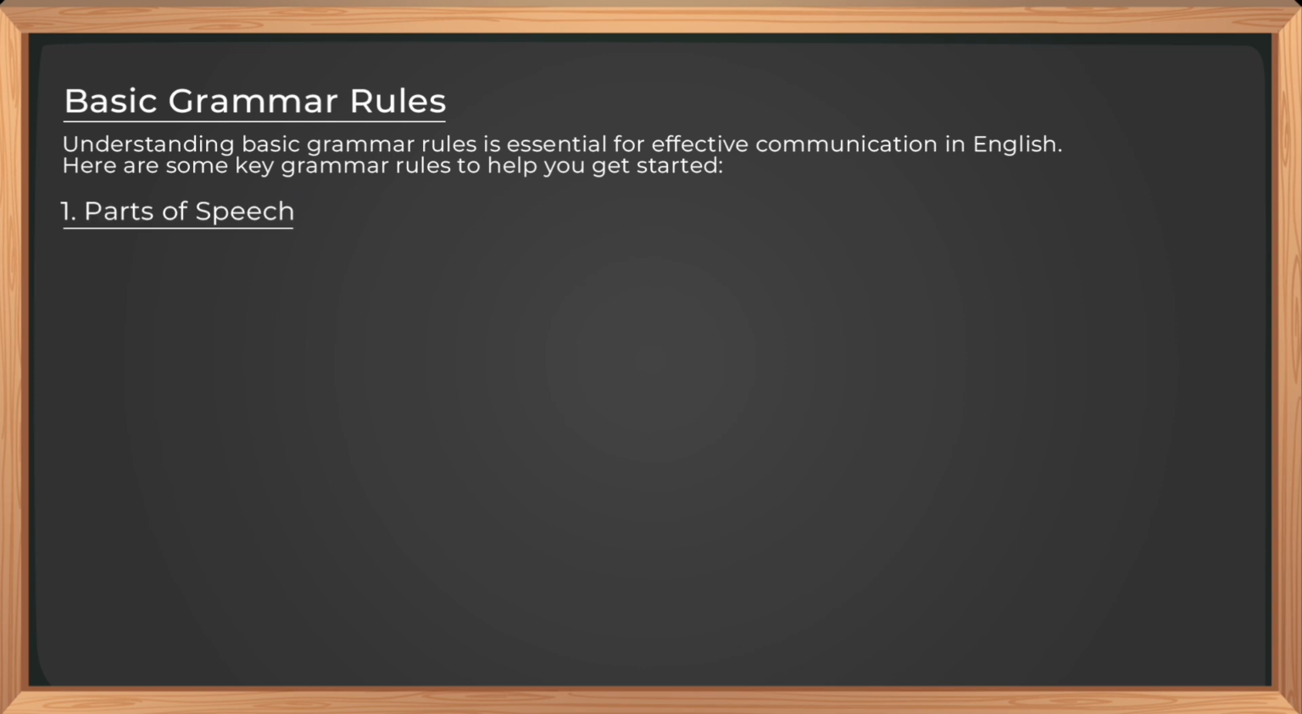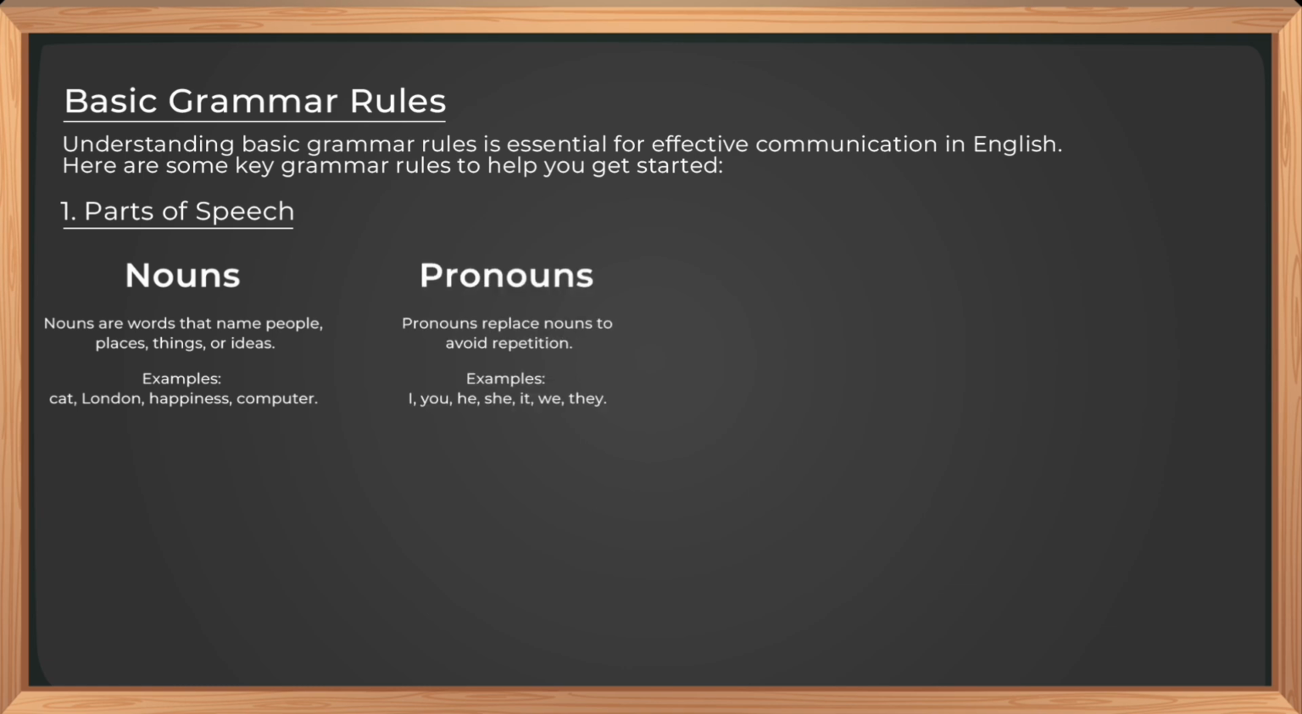1. Parts of speech. Nouns. Nouns are words that name people, places, things, or ideas. Examples: cat, London, happiness, computer. Pronouns. Pronouns replace nouns to avoid repetition. Examples: I, you, he, she, it, we, they. Verbs. Verbs express actions or states of being. Examples: run, think, is, was, have, do.